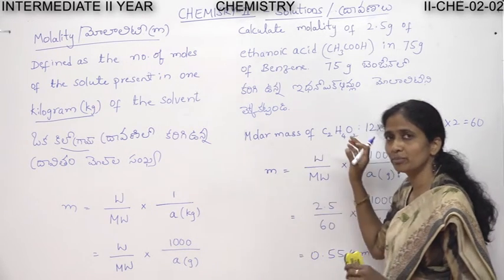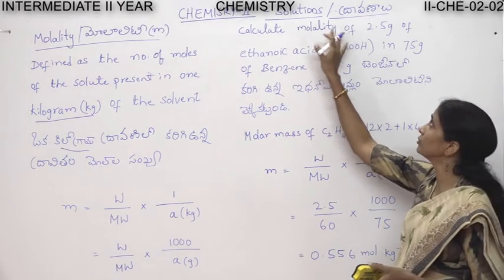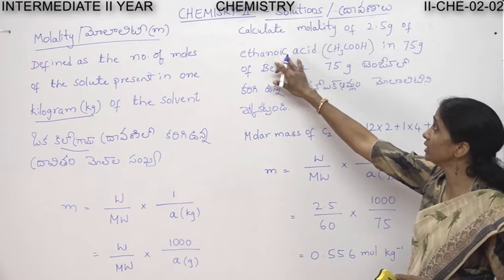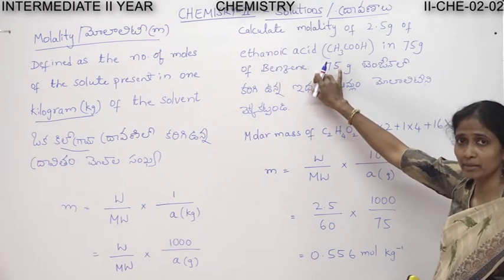So very simple and easy problem here it is. Calculate molality of 2.5 grams of ethanoic acid in 75 grams of benzene.